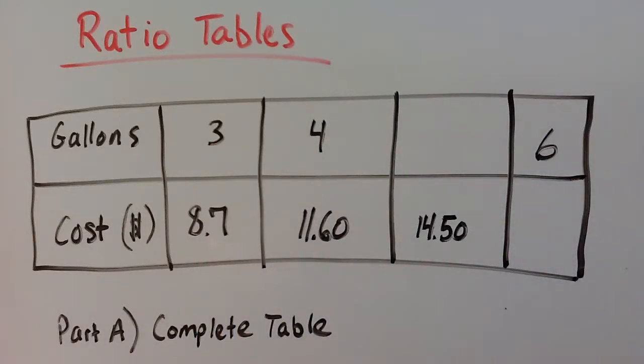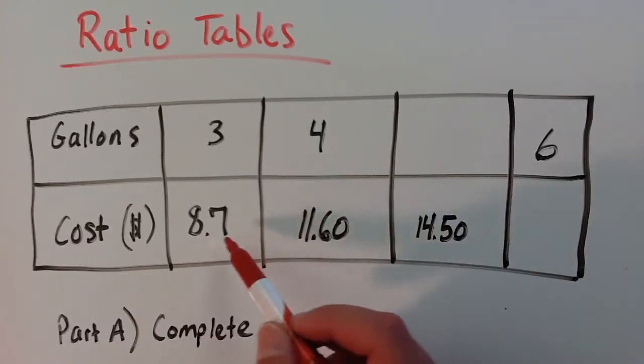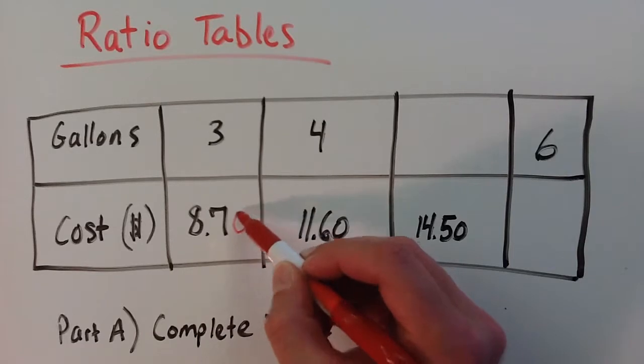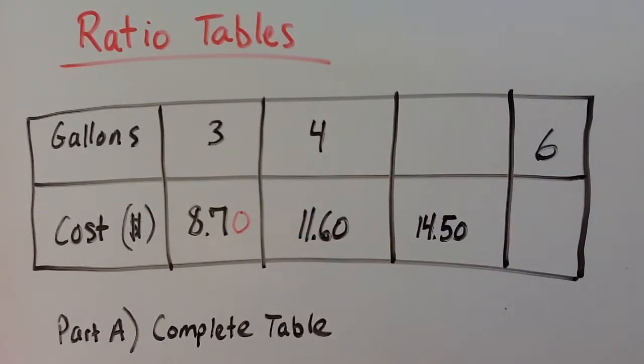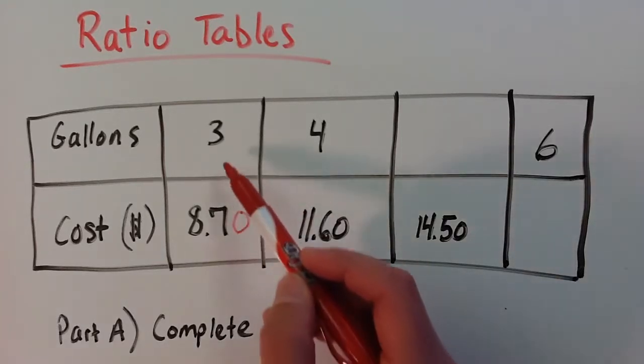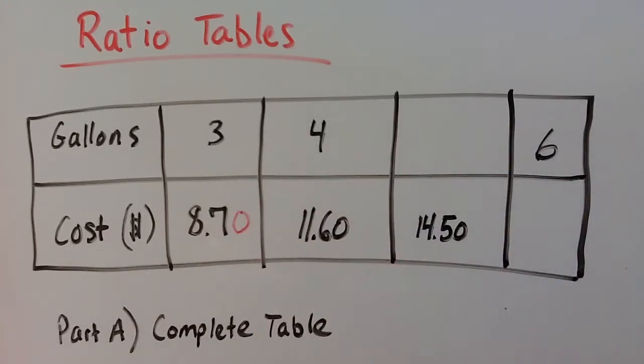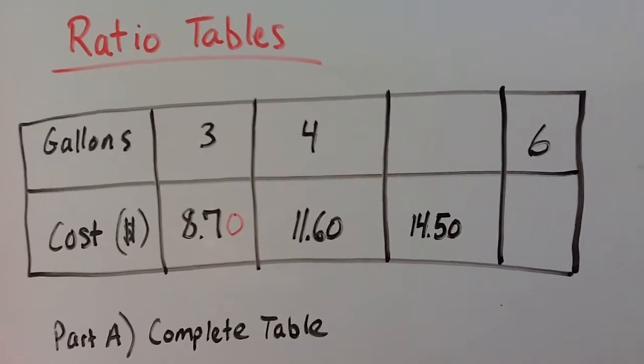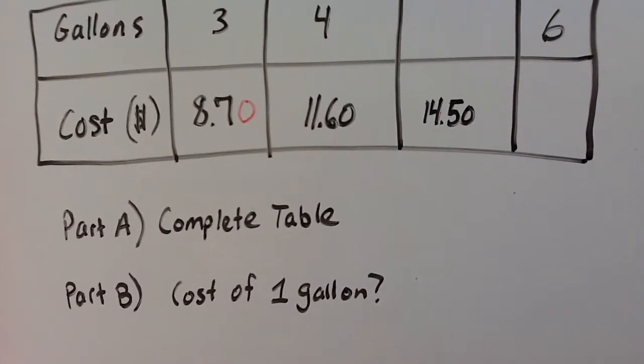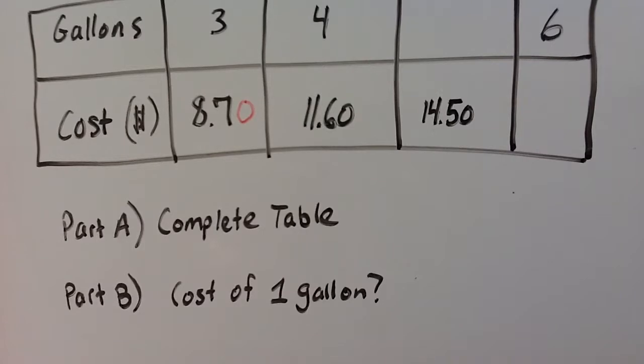Well, we know that money has 2 digits after the decimal. So if the decimal's here, it has 1, 2 digits, so we can add a placeholder 0. So 8.7 really means $8.70. So if it costs $8.70 for 3 gallons, how much is 1 gallon? That's actually what part B is asking us. So let's figure that out first, because that will help us complete the table.